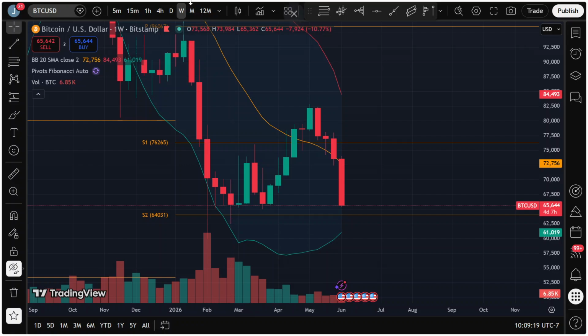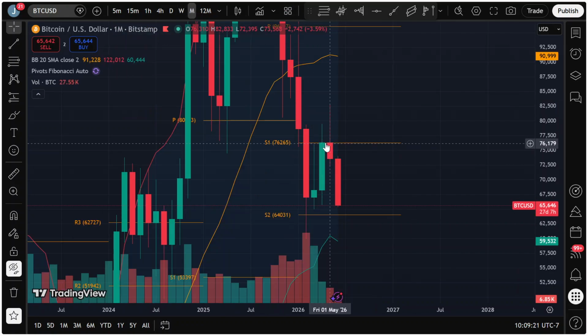It's super important on both the weekly and monthly time frame because that's where we closed. The month of April was directly on that Fibonacci pivot level, slightly above it, which meant that any close below 76.3K for May would be bearish. And that is exactly what happened.